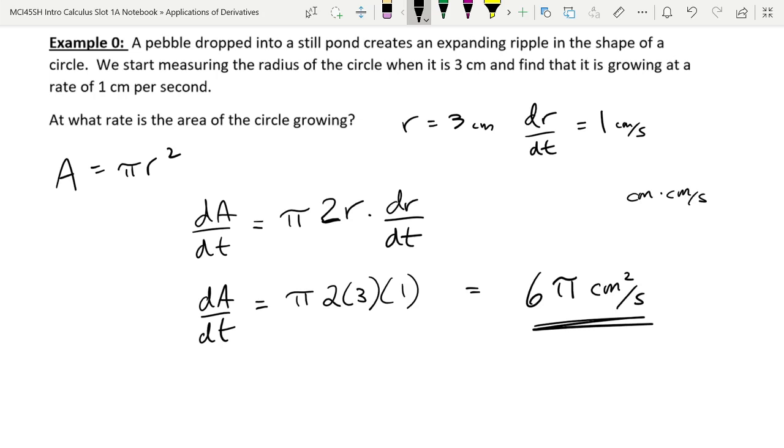Another question. Yeah, excellent. What if this question had been different and I'd been told, for example, so the question is, what if I was trying to find this? Well, then I would need to know that. I'd need to be told the change in area and then find the change in radius.